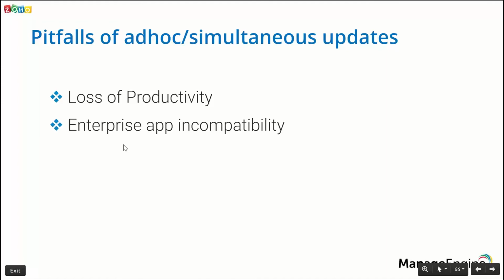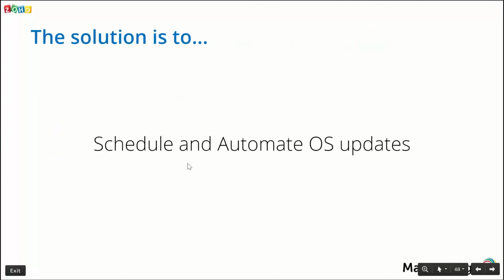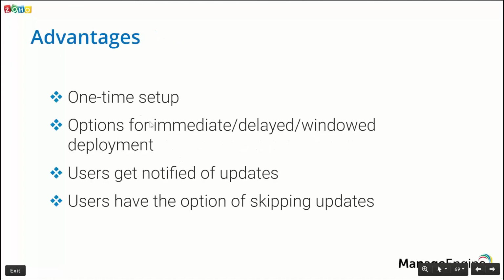Also, your in-house developed apps might not be compatible with the OS update, and this could lead to other issues. And since you will be updating the OS on all of your devices at the same time, this will lead to bandwidth choking. So Mobile Device Manager Plus allows you to schedule and automate your OS updates. The benefit of this is that it is a one-time setup and you do not need to reconfigure any policy again. We also provide options for you to immediately deploy the OS or delay the deployment for a few days. You can also choose to notify your users about the updates and even give them the option of skipping the update for a few days.